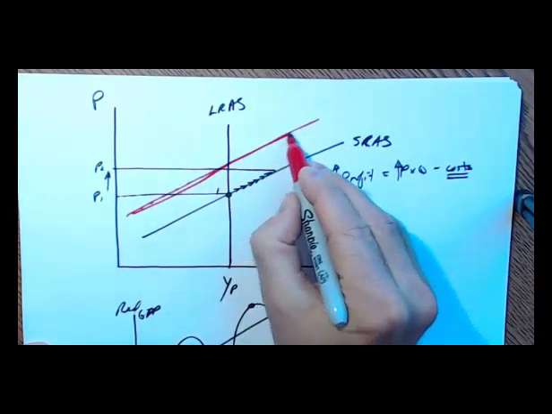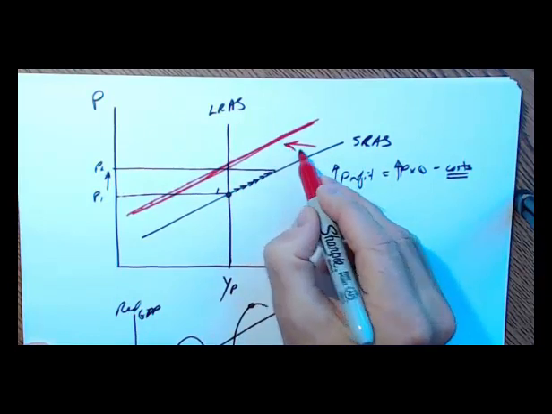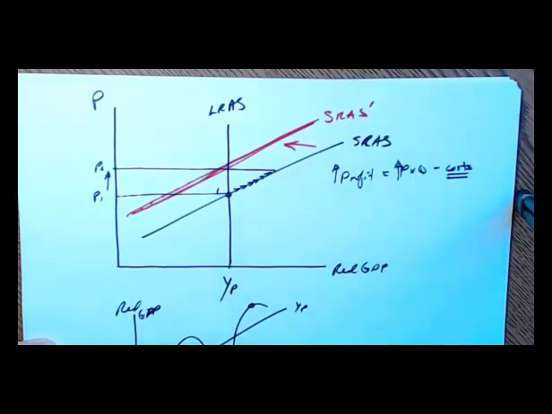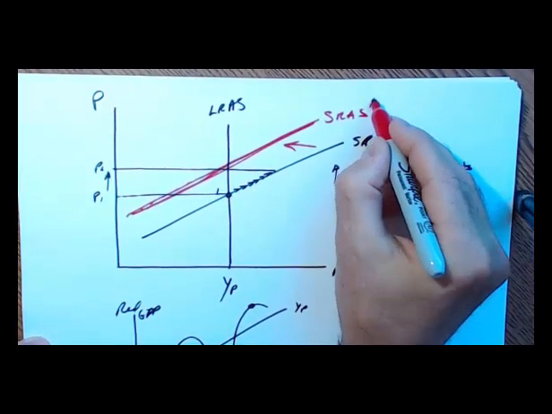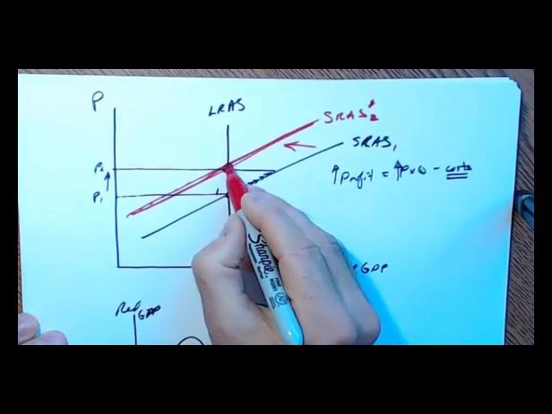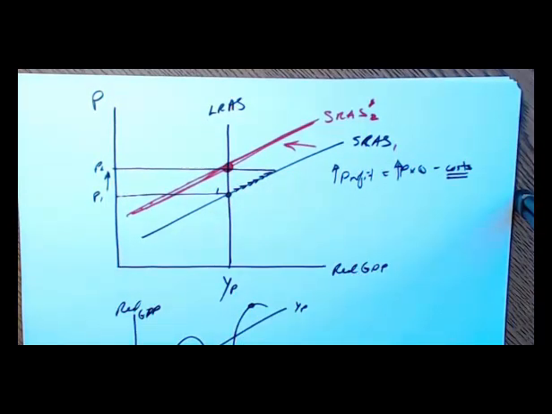Oops. The aggregate supply curve moves to the left, and so you get a new short-run aggregate supply curve. Call it aggregate supply curve 2, and call this aggregate supply curve 1. And so you move right here to a new equilibrium.